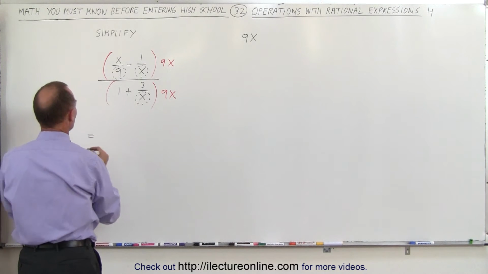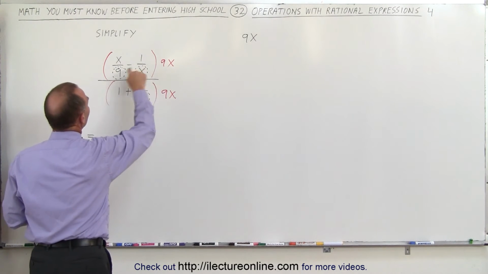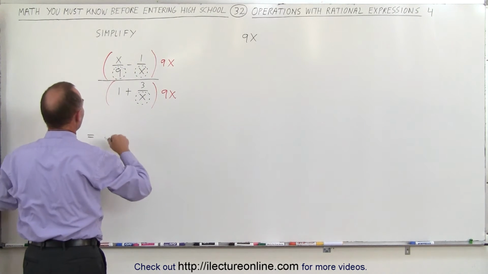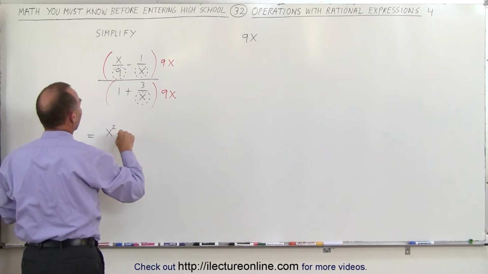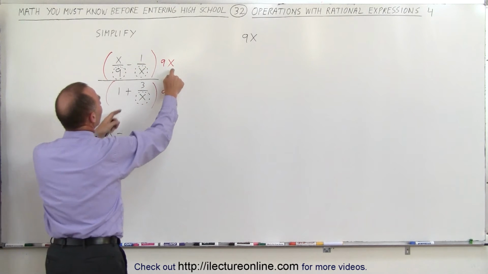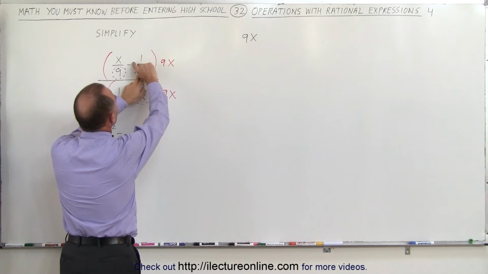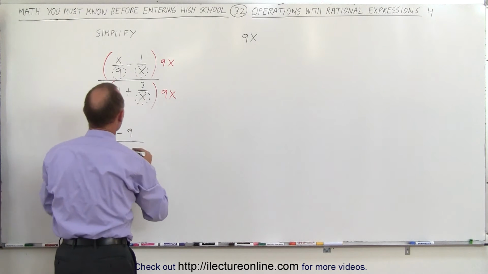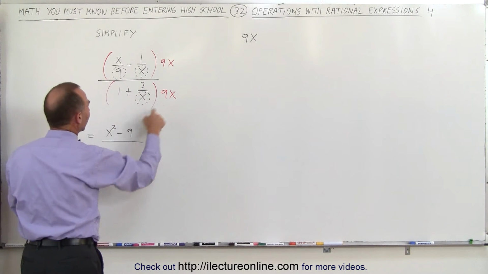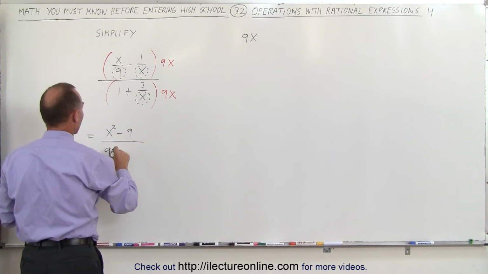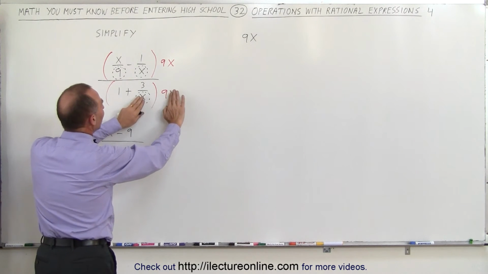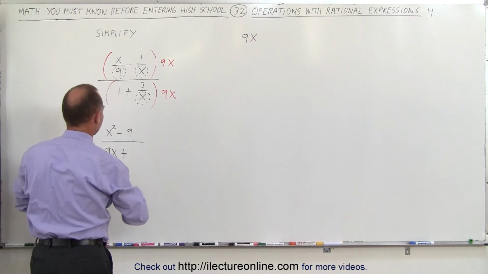So this is equal to 9x times this. Notice the 9's cancel out, and it's x times x, which gives x squared. Minus 1 over x times 9x. The x's cancel out, and you're left with minus 1 times 9. In the denominator, 1 times 9x gives you 9x, plus 3 divided by x times 9x. The x's cancel out, you end up with 3 times 9.